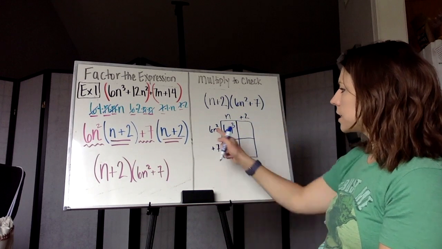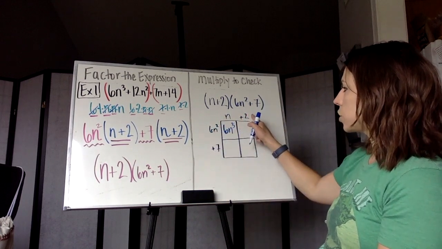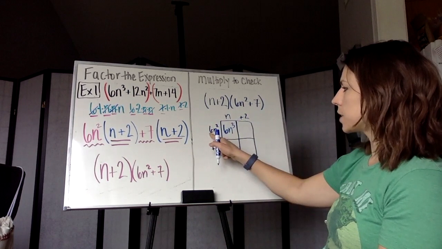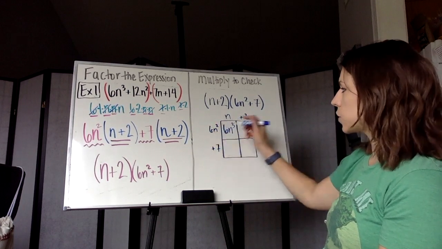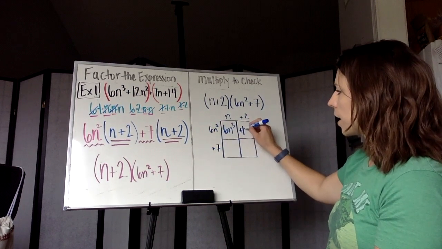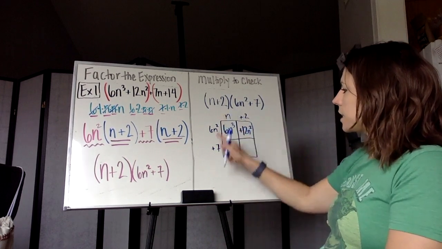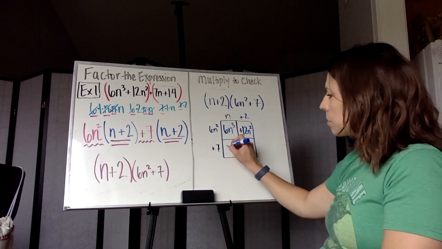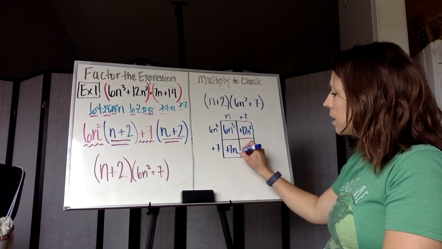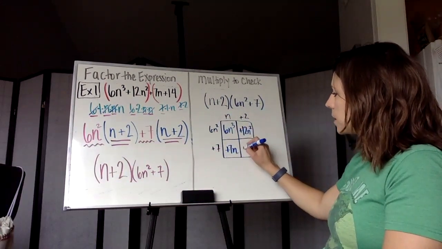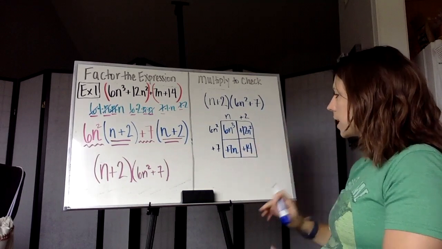All right. 6n squared times 2. Well, I'm just doing 2 times 6, which is 12, times n squared is a positive 12n squared. N times 7, or 7 times n, is just a positive 7n. And positive 7 times positive 2 is positive 14.